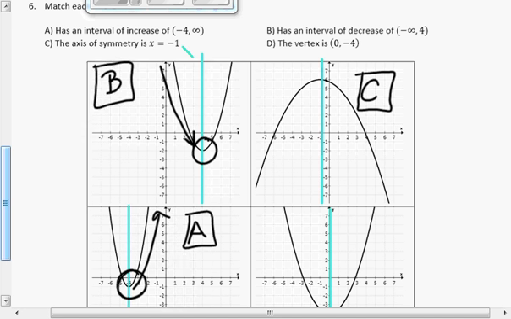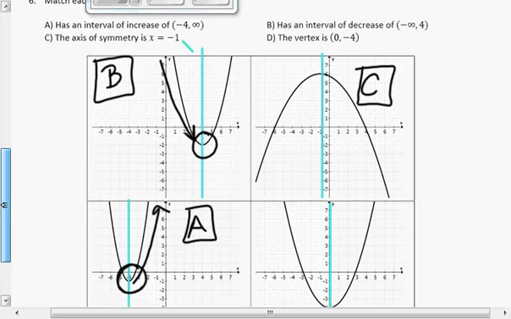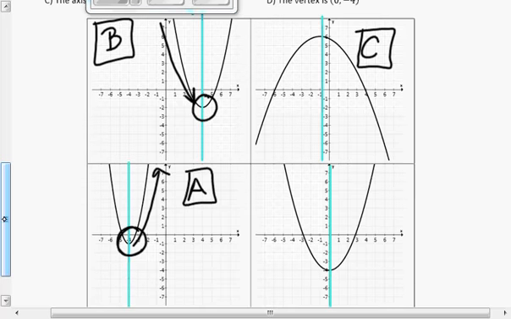And then our last one, just to double check, it says a vertex of 0, -4. Well, 0, -4 is right here, so this is D.